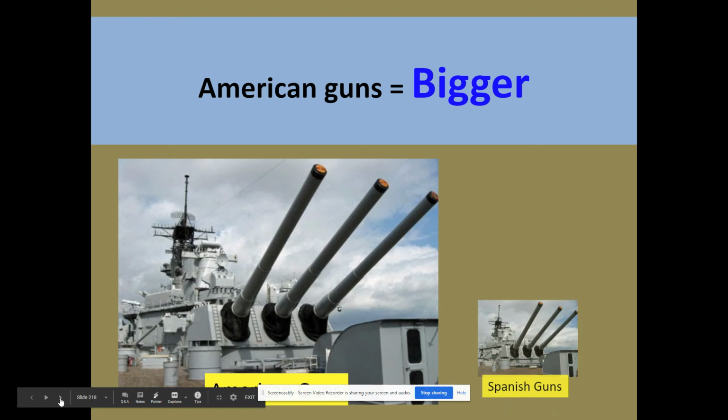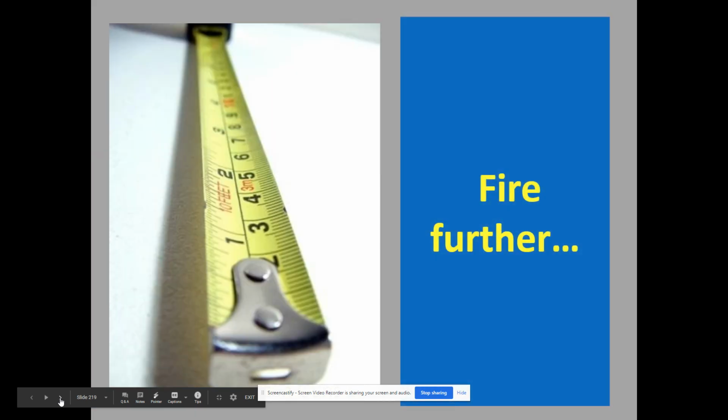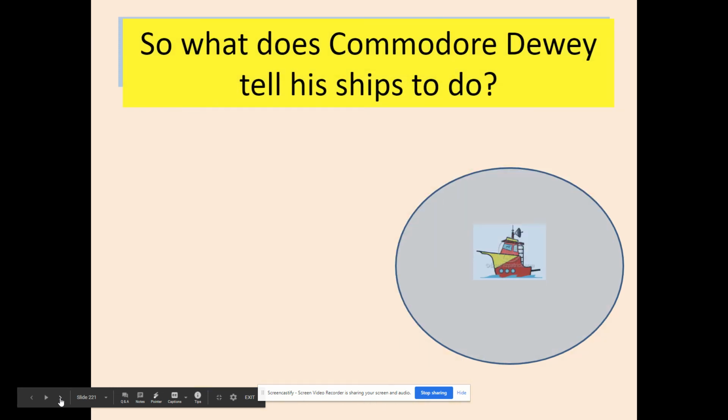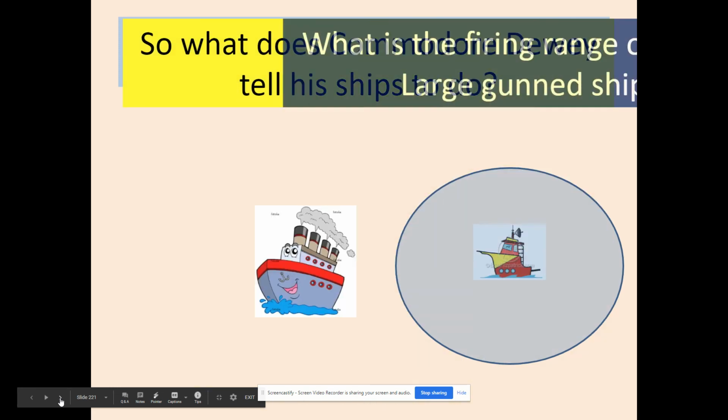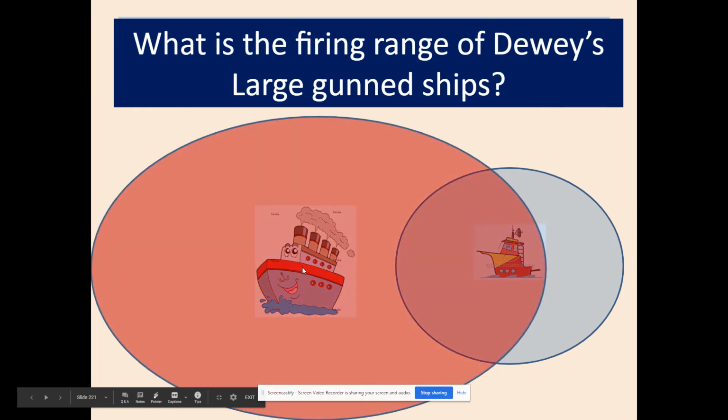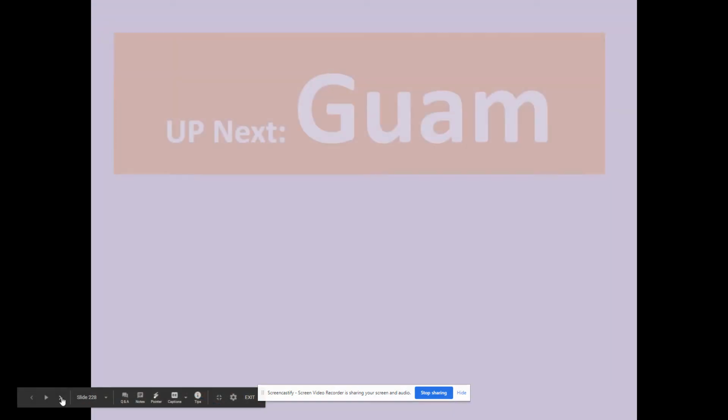Our guns were bigger and longer, and that meant they could fire further. So we just positioned our ships outside of where the Spanish ships could fire. We came up, and the Spanish could only fire here. We could fire a lot further. So we stayed outside their range and just took them out. That's why nobody died on our end. Now the Philippines were captured.